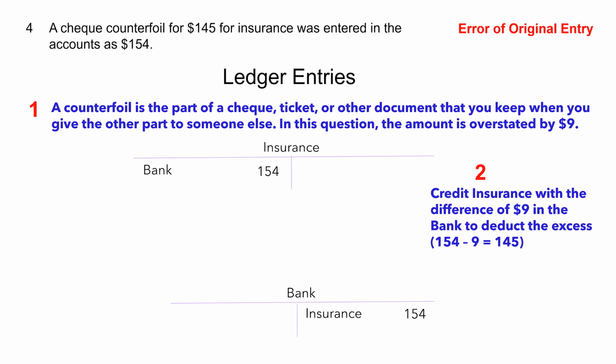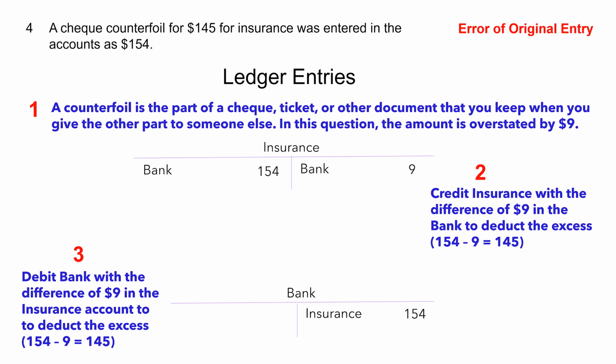2. Credit insurance with the difference of $9 in the bank to deduct the excess. 154 minus 9 is 145. 3. Debit bank with the difference of $9 in the insurance account to deduct the excess. 154 minus 9 equals 145.